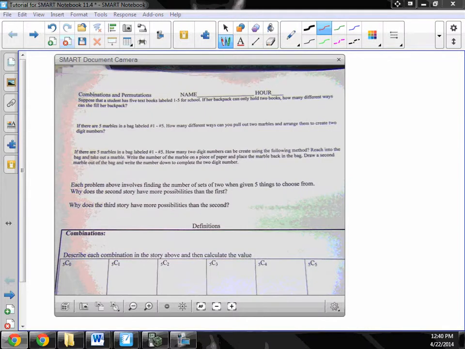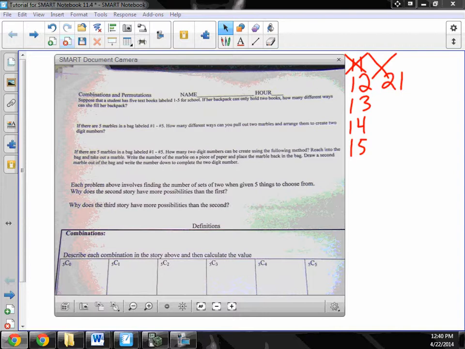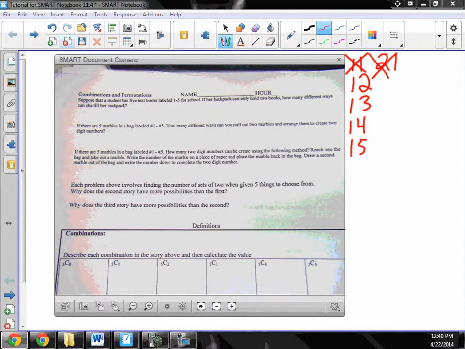Okay, pair them up. 1 and 2, 1 and 3, 1 and 4, 1 and 5. What about 1, 1? Oh, good. 1, 1 doesn't exist, and that's important. Okay, so that's all my book 1s. So what about 2, 1? That doesn't exist. How come? Because it's 1, 2.